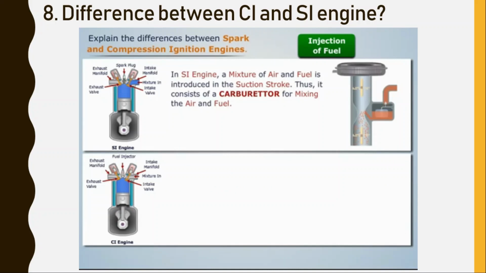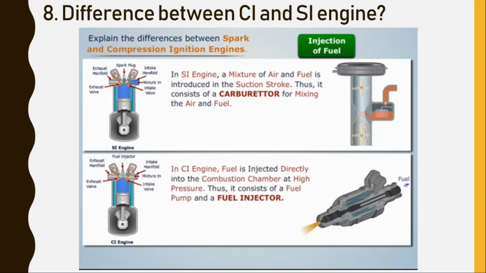In spark ignition engine, a mixture of air and fuel is introduced in the suction stroke. Thus, it consists of a carburetor for mixing the air and fuel. Whereas in compression ignition engine, fuel is injected directly into the combustion chamber at high pressure. Thus, it consists of a fuel pump and a fuel injector.